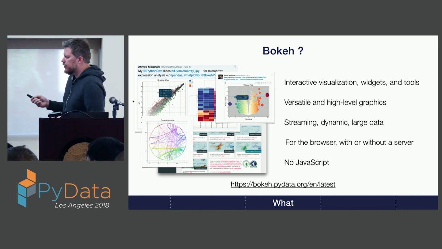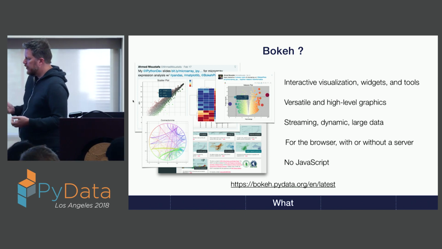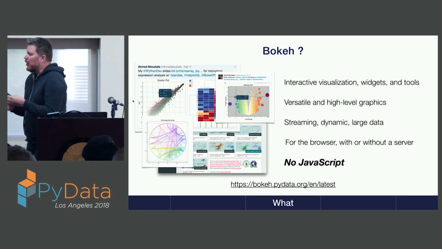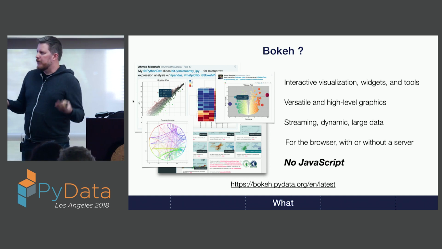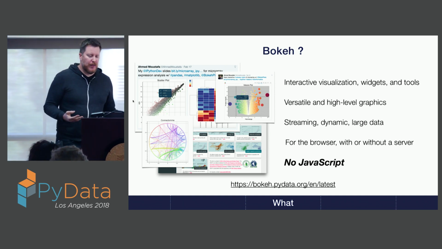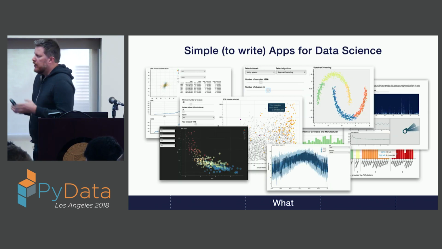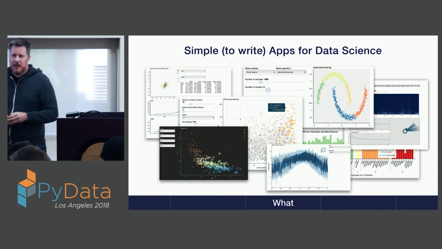And the last thing, of course, is that there's no JavaScript that you have to sort of muck with. Repeat that, no JavaScript. And that's not by way of trying to language shame. I'm just trying to say that all of us probably are productive in Python. That's why we're here at PyData, or we're productive in R and Julia. And so Bokeh is really about creating simple to write apps for data science.